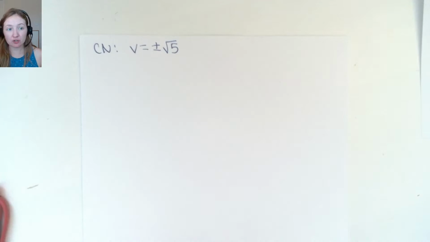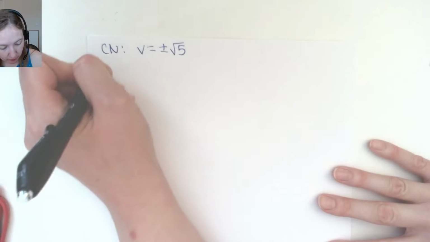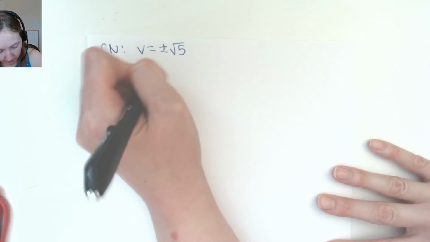All right, so here we got just one critical number: v is equal to plus or minus square root 5. So what we're going to do next is we're going to draw the derivative number line.